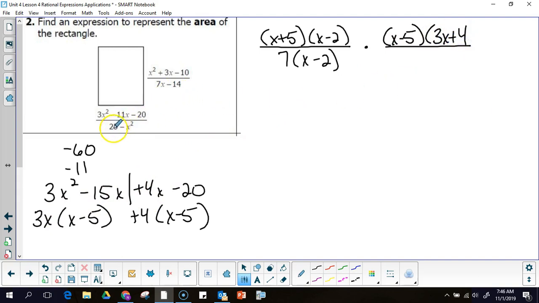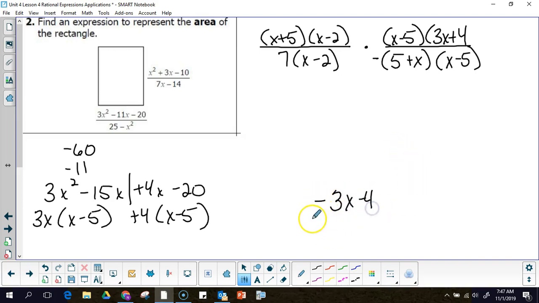Okay, and then this denominator, 5 plus x, and then I'm going to put a negative out here because that would mean that I could switch this around to x minus 5 instead of 5 minus x. So you can finish this one, and let me give you the answer to this one. It is negative 3x minus 4 over 7. So that's going to be your answer, but I want to see if you can do the work here.